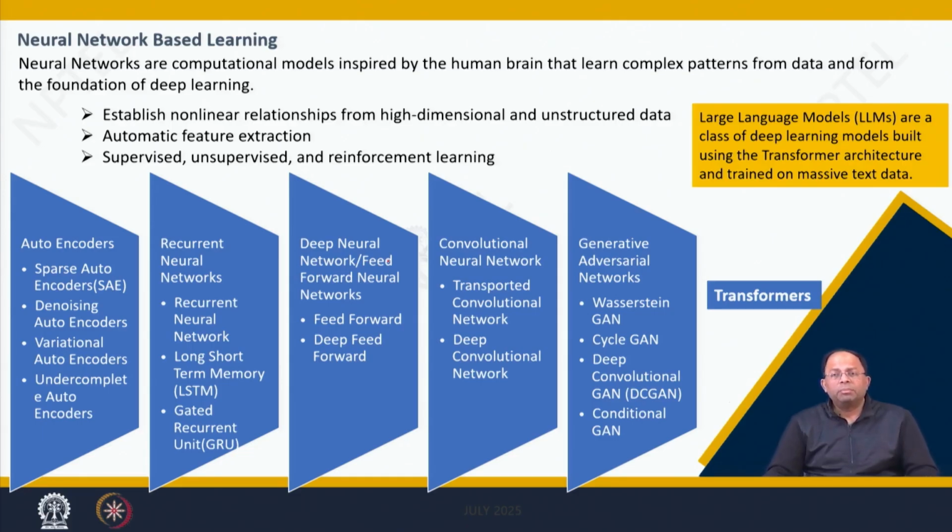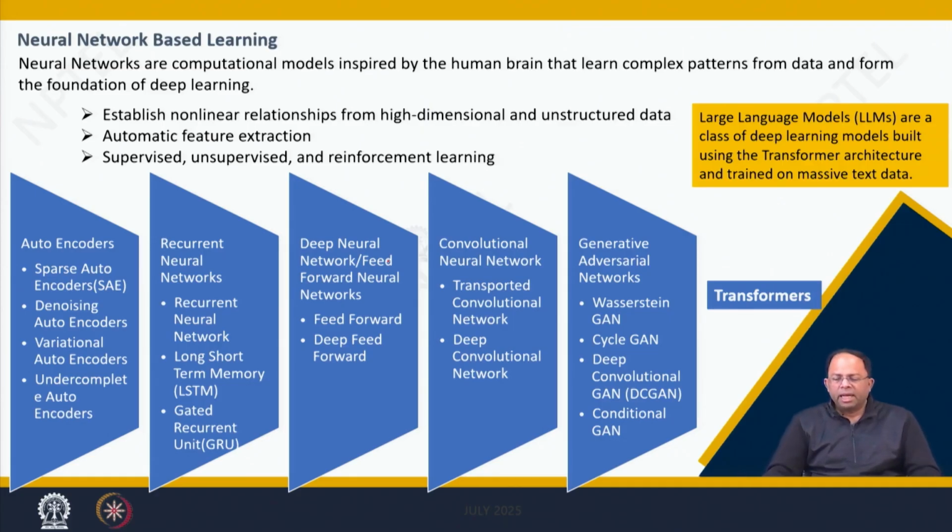Now, this relationship has to be definitely non-linear. So it's not a linear relationship. Linear relationships are easy. You don't require neural networks for that. But only in cases where the relationship is very complicated, there are many layers to it, then we'll go for neural networks. Then we can do automatic feature extraction, which is a part of neural networks. And then supervised, unsupervised, reinforcement learning, all could be taken up using this neural network approach as well.